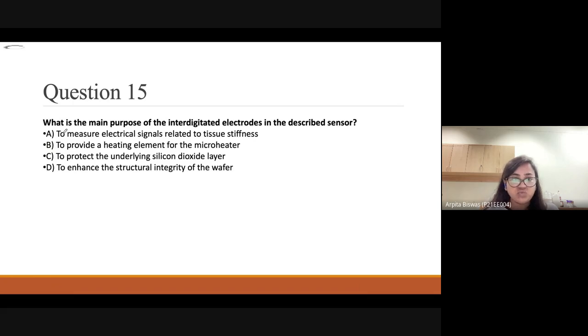So first option is to measure the electrical signal related to the tissue stiffness. The second option is to provide a heating element for the microheater. And third option is to protect the underlying silicon dioxide layer. And the fourth option is to enhance the structural integrity of the wafer. So go through the question carefully and try to solve the answer.